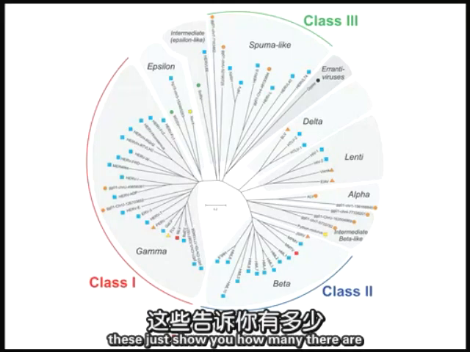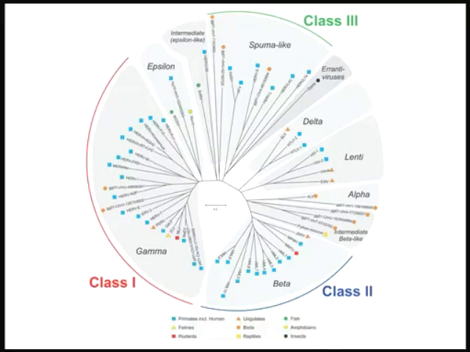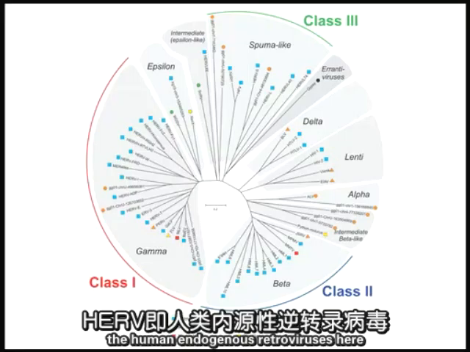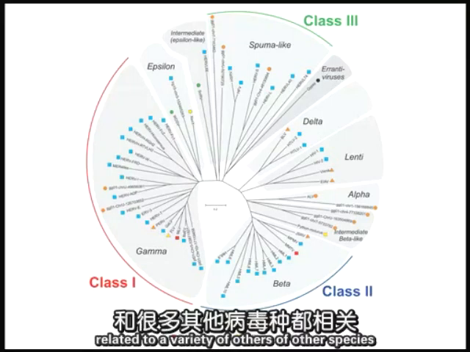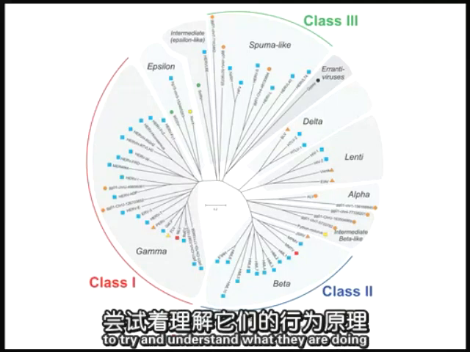These just show you how many there are, and many of them are related. We can see here's the HERV species, the human endogenous retroviruses, related to a variety of others from other species. So there are quite a few, and people study these quite extensively to try and understand what they're doing.